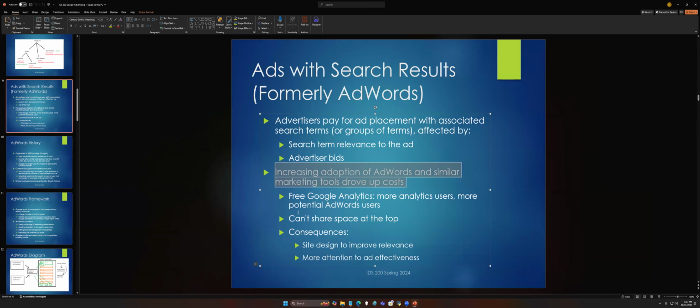So that's what happened with free Google Analytics, right? Because you couldn't share space at the top. There's only space for a finite set of ads in the best position. Well, in order to rank better with given ads, you had to, number one, redesign your site so that the quality score of your ads was higher. And number two, pay more attention to which search terms are working well for your ads and stop bidding high on terms that weren't working well for you.